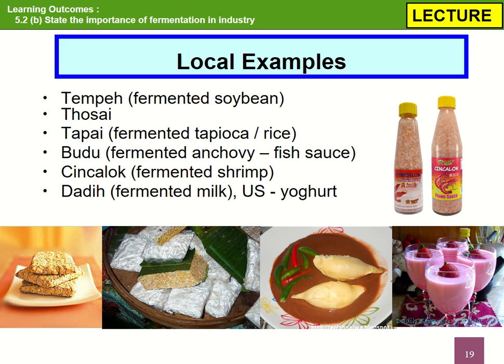In local food industry, fermentation is used to produce tempeh, which is fermented soybean, tosai, tapai, which is fermented tapioca or fermented rice, budu, which is fermented anchovy or fish sauce, cincalok, which is fermented shrimp, and dadih, which is fermented milk. In USA, we call it yogurt.